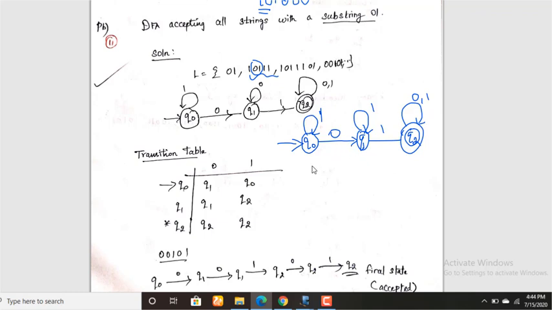Okay, so this DFA is almost over, because q0 has transitions on both 0 and 1, q1 has transitions on both 0 and 1, and q2 has transitions on both 0 and 1. This is your completed DFA.